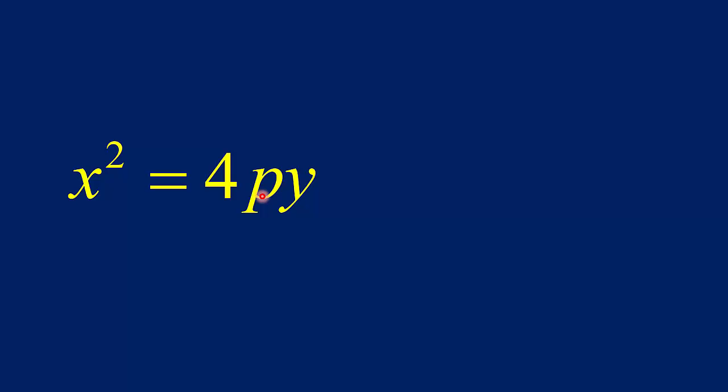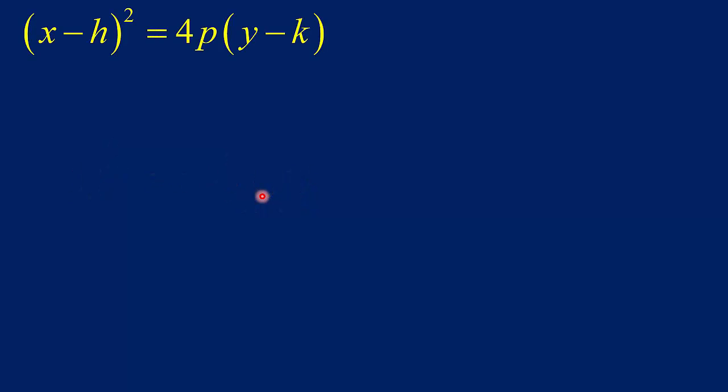But we can kind of think of this as a parent function. And we can say, okay, what we know about finding the vertex, the focus, and the directrix, how can we apply that to something that looks like this? In other words, something that has a horizontal shift and a vertical shift.